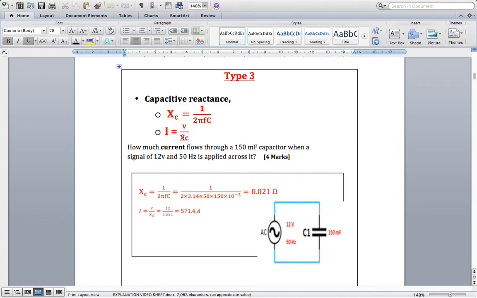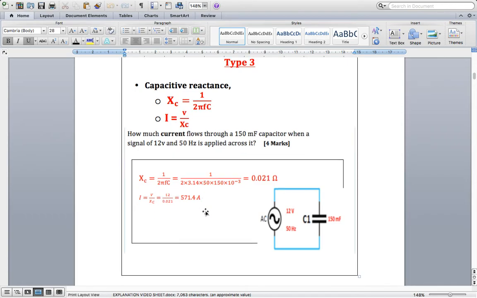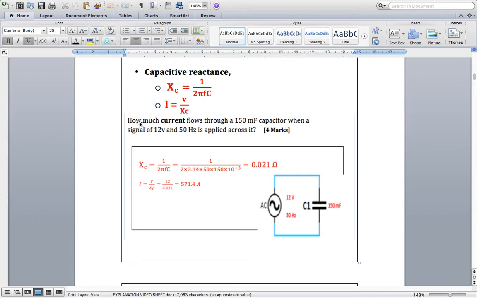Okay, now Ohm's law. You know Ohm's law, I current is equal to V voltage by R, right? Since we are using a capacitor, instead of R, we will use capacitive reactance. So Ohm's law will be I equals V divided by XC. Let's see a question. Question will be like this.